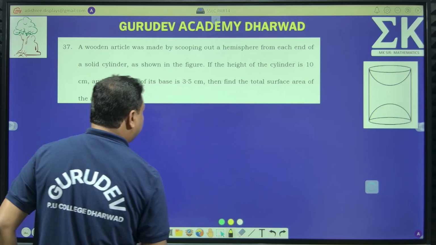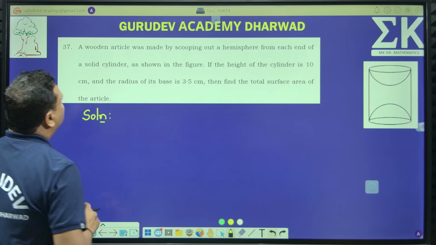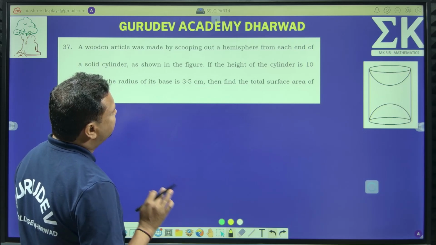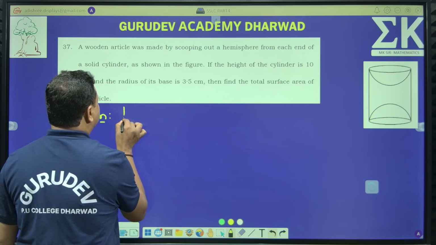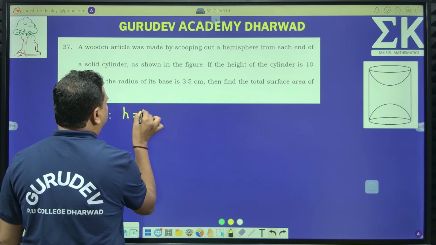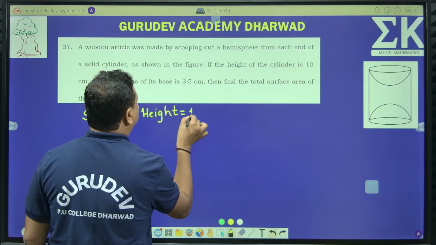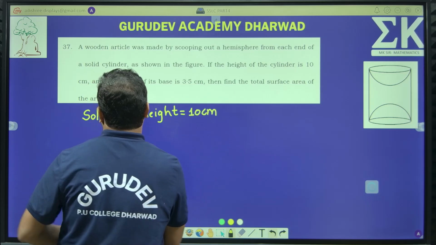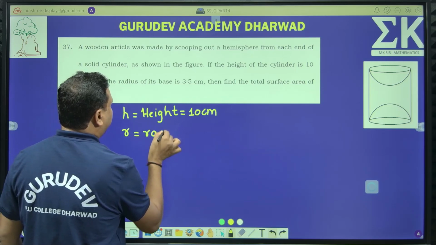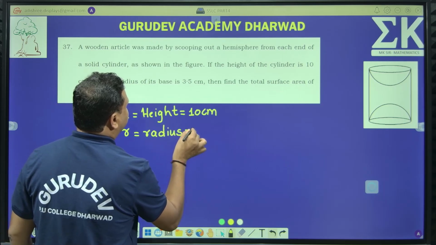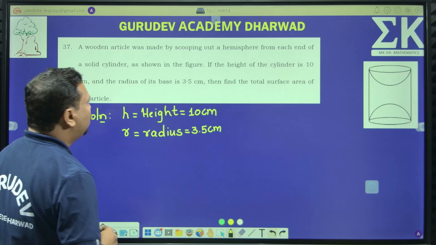So, let us understand what we have. Let me consider h is equal to height, which is 10 centimeter. And the radius of its base, let me take r is equal to radius, is 3.5 centimeter. Then find the total surface area.